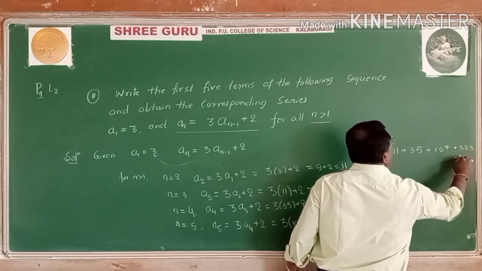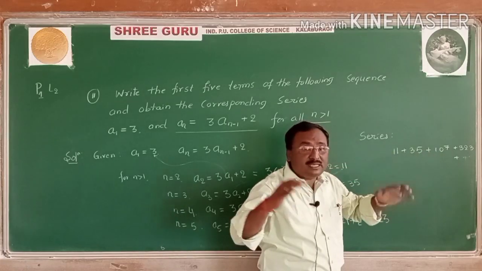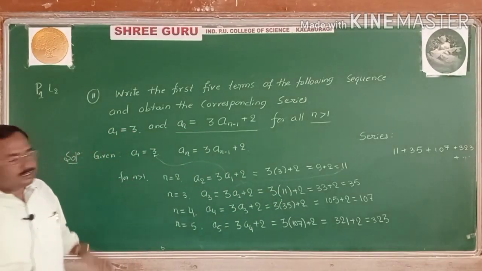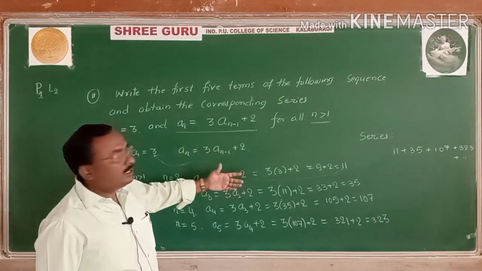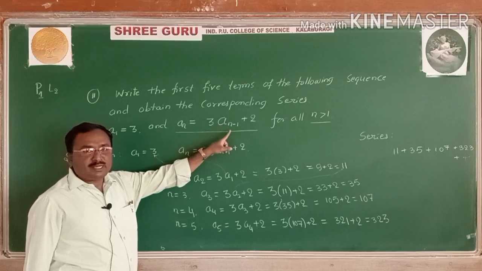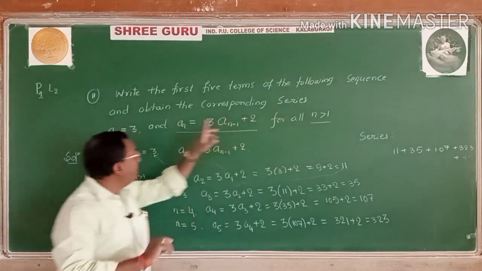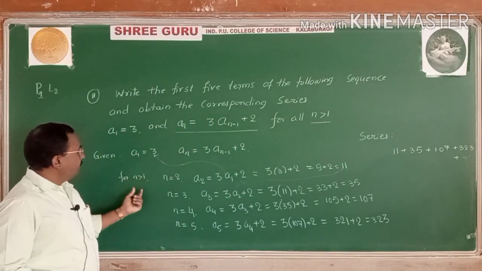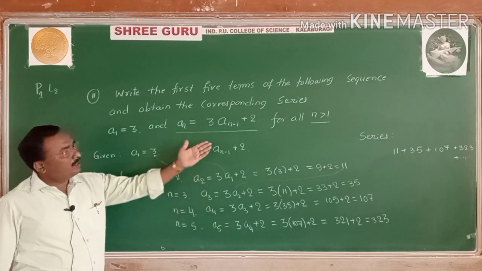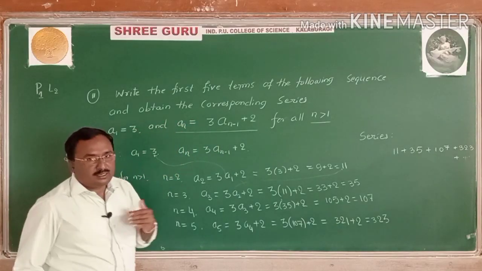If the terms are separated by commas, it is a sequence. If it is a series, we add the terms, the sum of the terms of the sequence. Here the nth term is given, an is equal to 3 times an minus 1 plus 2, for n greater than 1, starting at 2, and a1 is given. Substitute n equal to 2, 3, 4, 5 to get the corresponding series. Okay, I will start the next topic in the next class, class number 3.